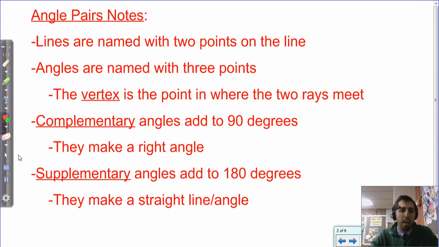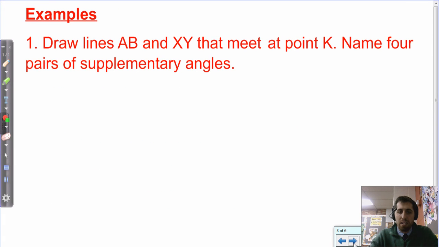We're going to actually put them to practice with a few example problems. So let's start with number 1. It says draw lines AB and XY that meet at point K. Name 4 pairs of supplementary angles. Okay, we can do this.